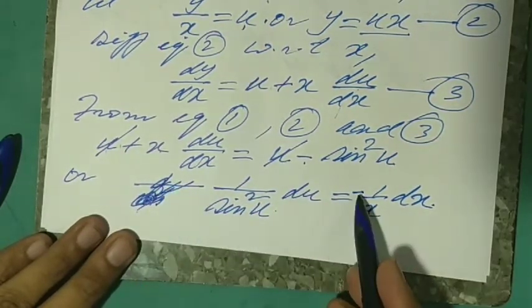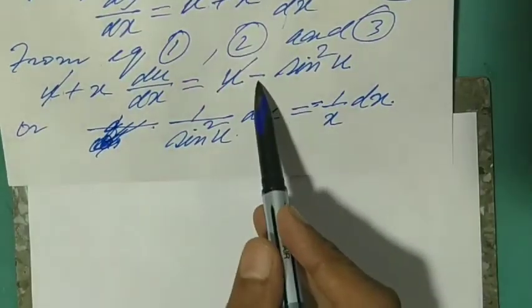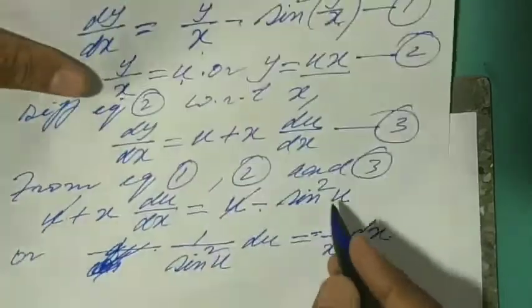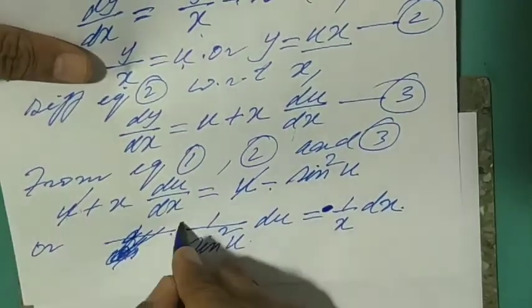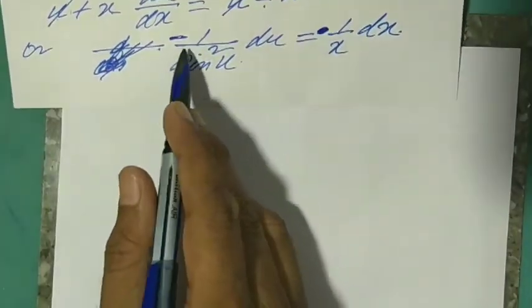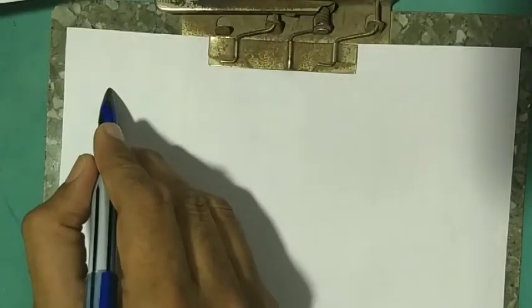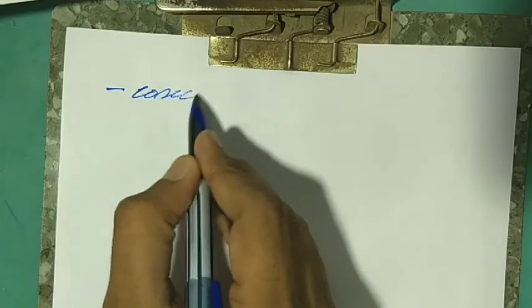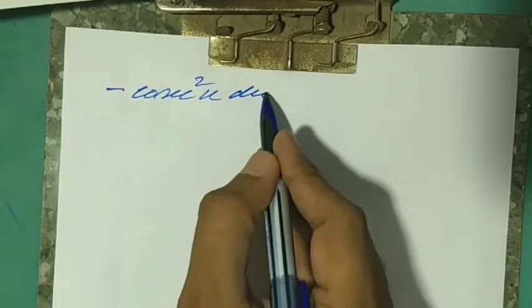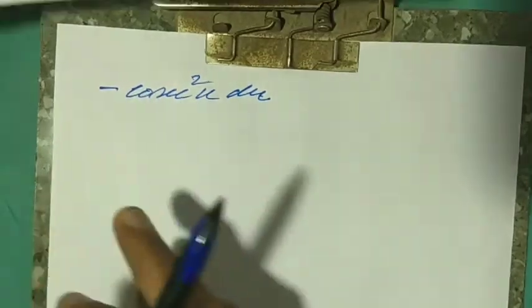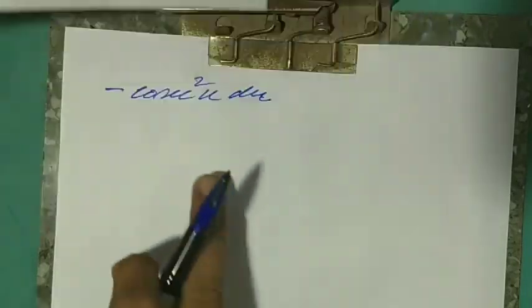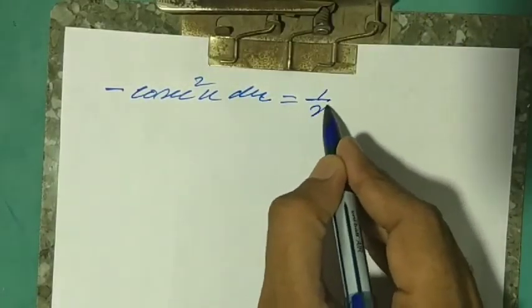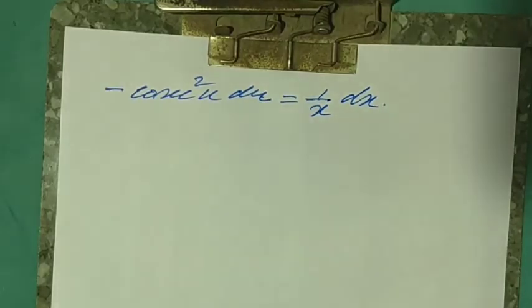You may also transpose the minus to this side. If we transpose this minus sign also to the left hand side, this minus may also be written here on the left hand side, there is no problem. Either way you can do this. So minus 1 upon sine square u becomes minus cosec square u du, because 1 upon sine square u may be written as cosec square u. So we have written this as minus cosec square u du. Right hand side 1 upon x dx. So now it is in variable separable form.